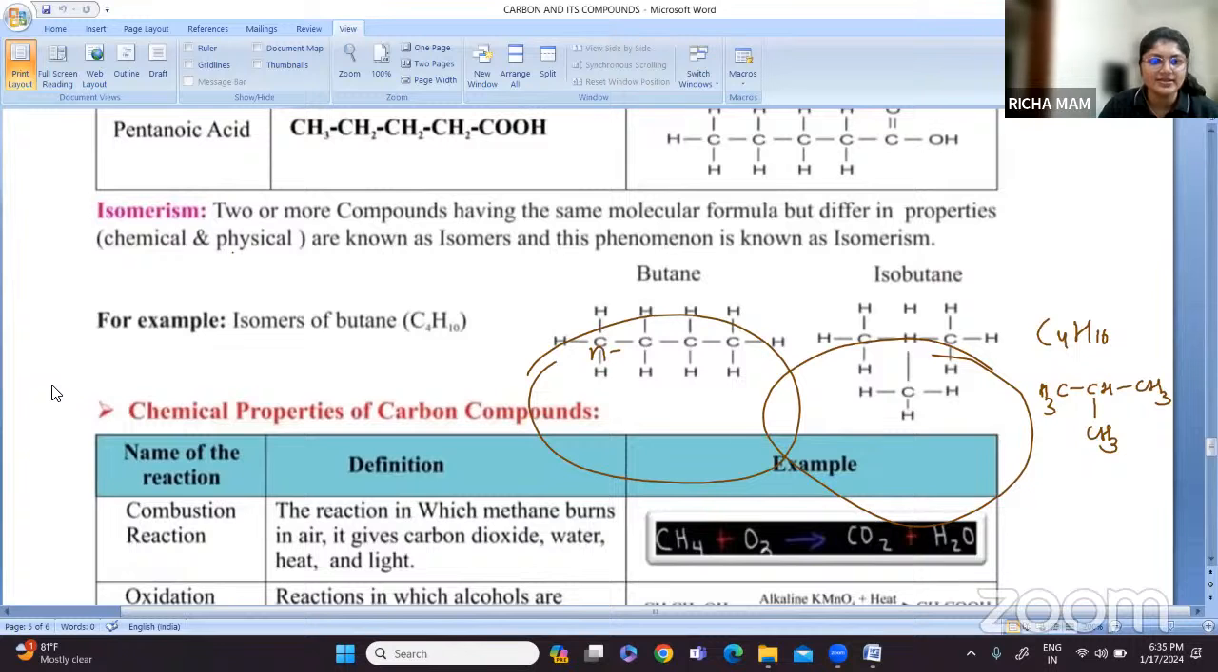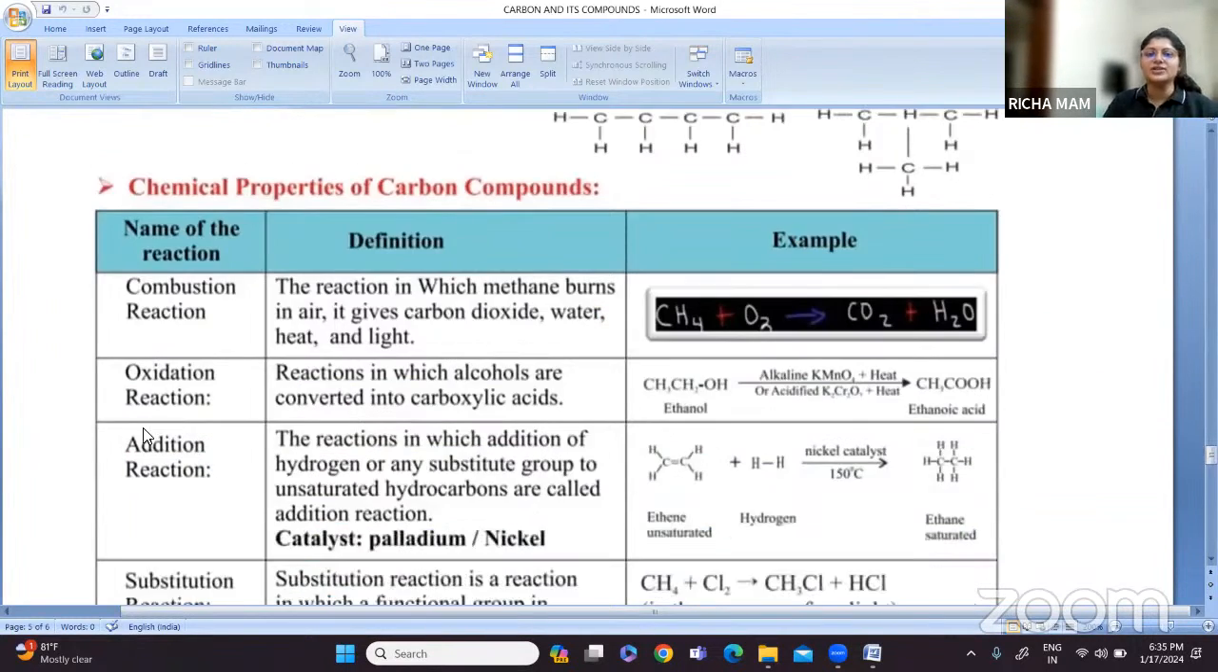So please study this. Moving forward, next we are going to study the chemical properties of carbon compounds. These are some of the reactions, showing how carbon compounds undergo different reactions. First, a carbon compound can undergo a combustion reaction.